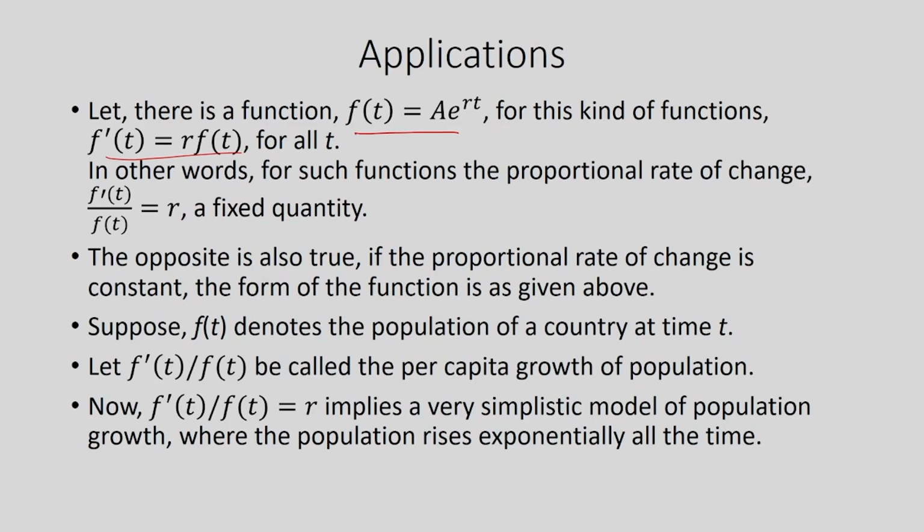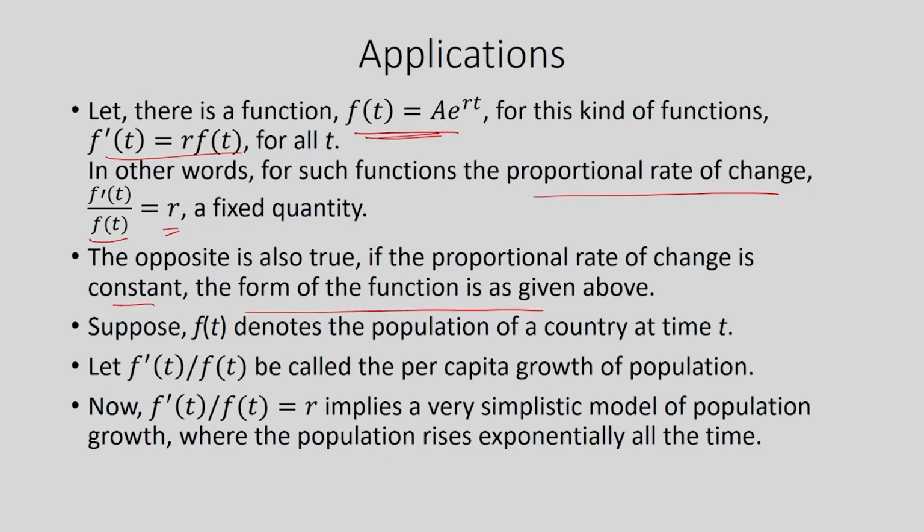In other words, for such functions, the proportional rate of change, that is f dash of t divided by f of t, is equal to r, and r is a constant as we know. So, it is a fixed quantity. That is, for these functions the proportional rate of change is constant. And the opposite is also correct: if the proportional rate of change of a variable is constant, then the form of the function is like this particular form.